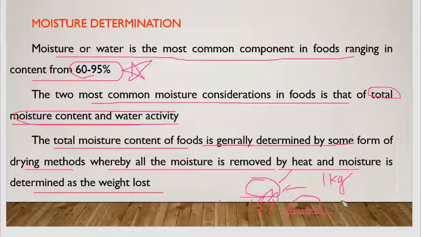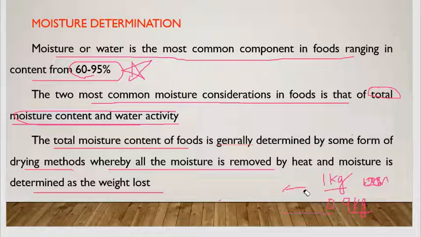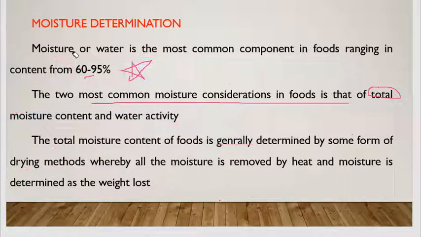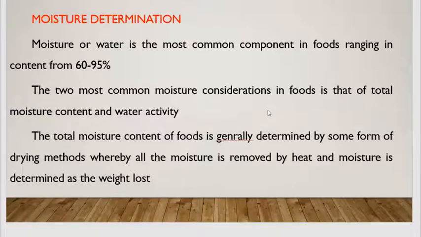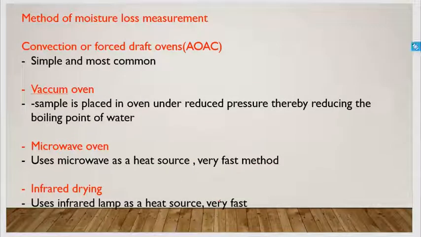Then it will be weighed. Approximately it may be around 0.9 kg. So there is a loss of 100 grams, right? So this 100 grams was the moisture content. This is just an example, though the units may not be true, but still I'm giving an example that this may be the weight loss. This is how the process is done. So through heating, the weight loss of the food can be known, and the moisture content can be determined through the weight loss.